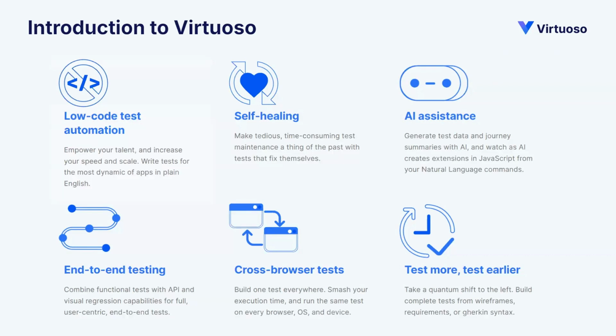Virtuoso promotes end-to-end testing where you can combine the functional UI test as well as the API test and execute these tests from an end-to-end perspective. Then it also supports cross-browser tests. You can build the test on a particular platform, for example, a Windows machine or a web application, and the same test can be executed across multiple devices and multiple browser types. It allows you to shift left by leveraging the requirement section of Virtuoso, by using which you can import the Gherkin syntaxes and start building your test as early as your development begins.